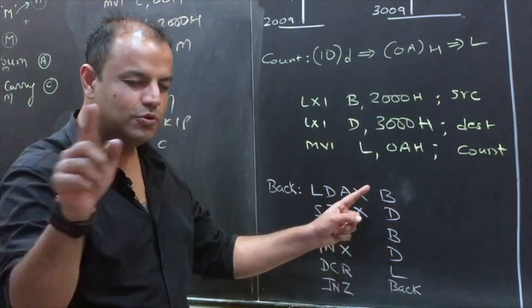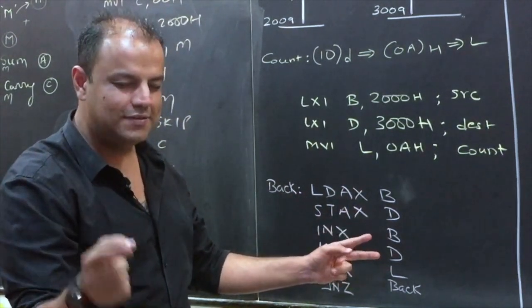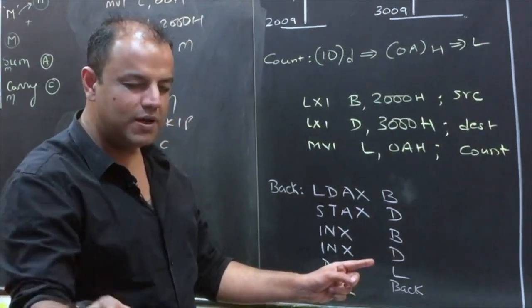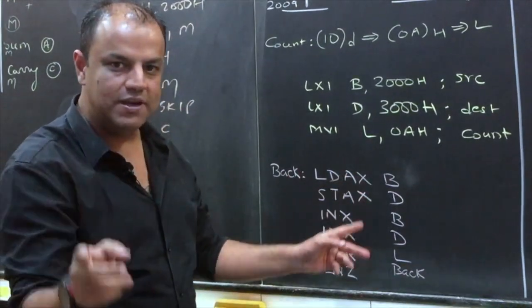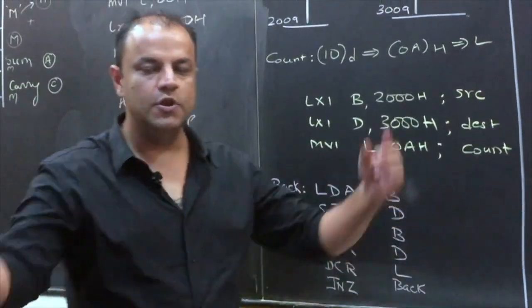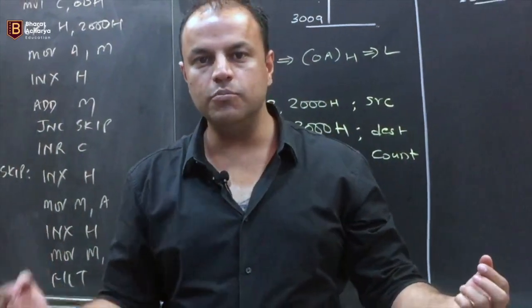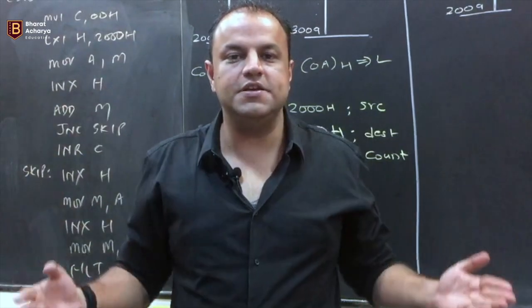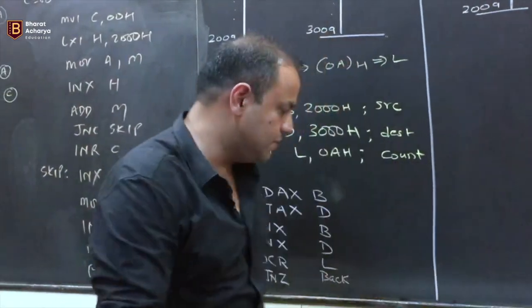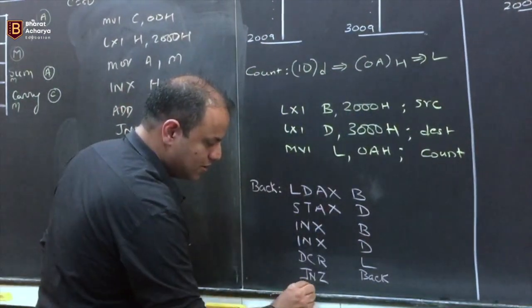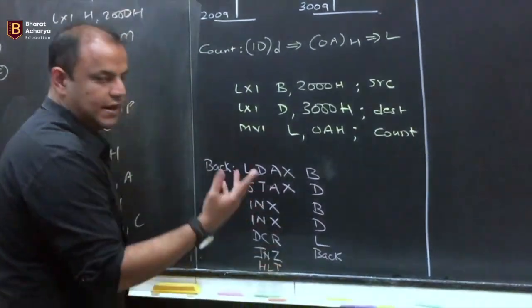Next time it will take from 2001, store it at 3001. Addresses will become 2002 and 3002. Count will become 8. Again not 0, will go back, and we'll keep doing this whole process 10 times. So from 2000 to 3000, 2001 to 3001, and so on. From 2009 to 3009, your 10 iterations are over, the block has been transferred, job done. How do you end the program? Halt, return, whatever you want to write. That's the end of the program.